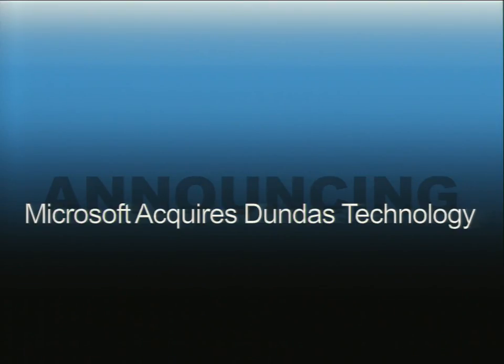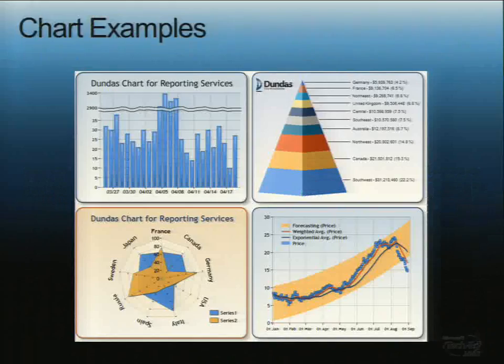But I want to show you the breadth of things that you can look at if you're not familiar with what Dundas provides today. Taking a look here, there are a number of different charting things that you can't do in today's SQL Server 2005 Reporting Services. For example, on the upper left-hand side, what we're showing is axis breaks.